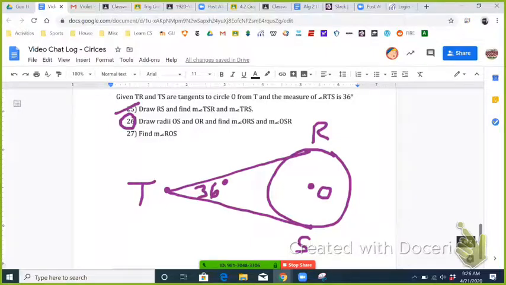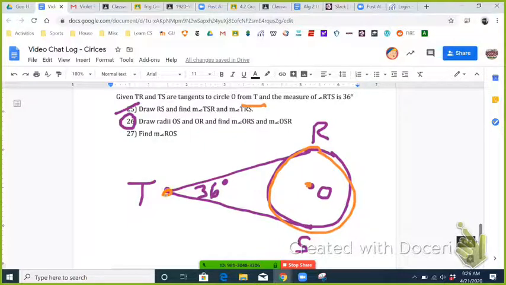Okay, so now we're going to go over 26 and 27. We did 25 in a separate video, so if you want to see that, feel free to watch that one. So first we drew the picture. Circle O just means draw a circle centered at O. And then tangents TR and TS from point T.